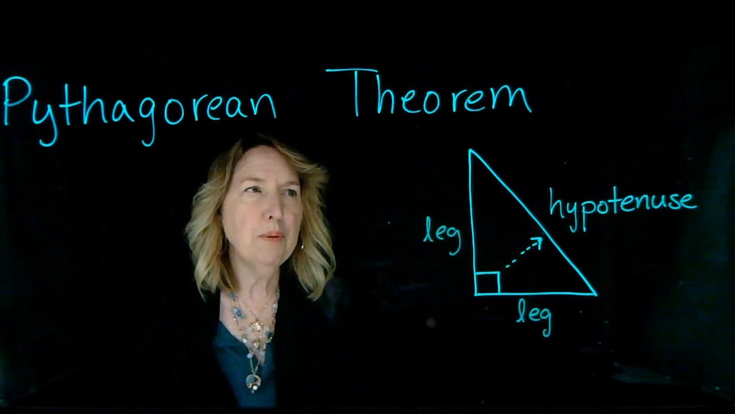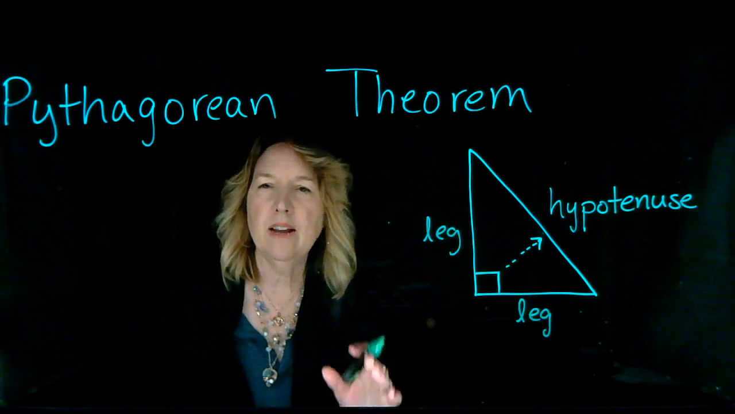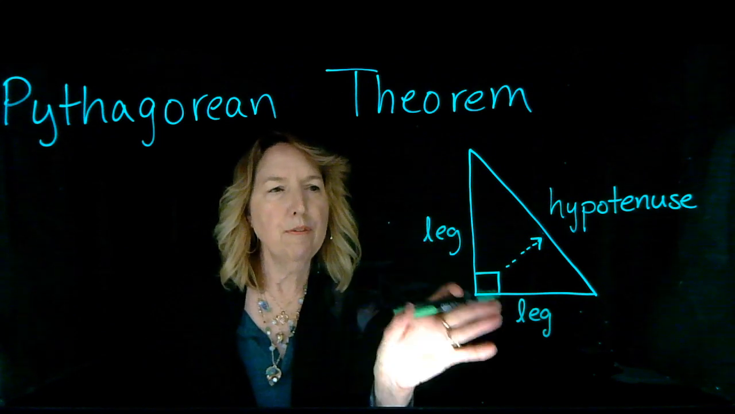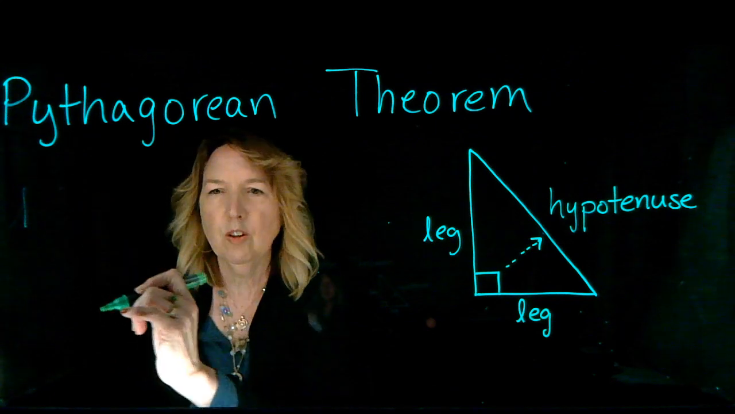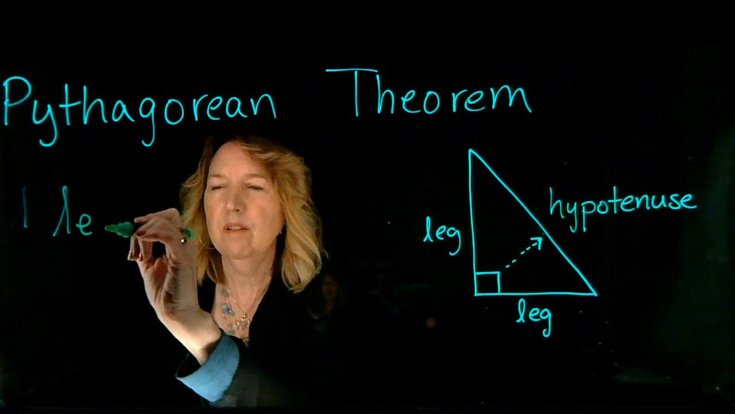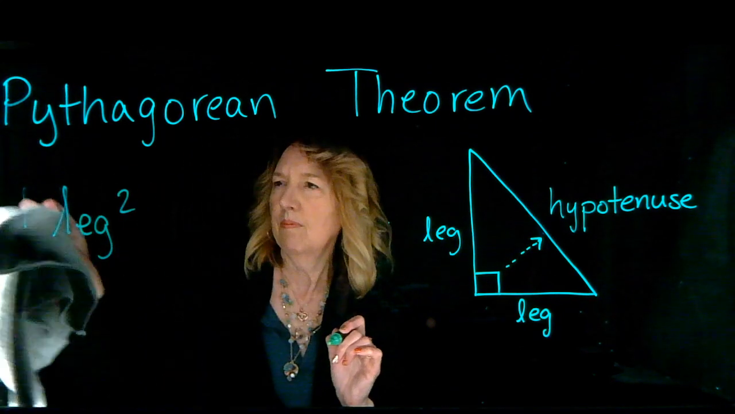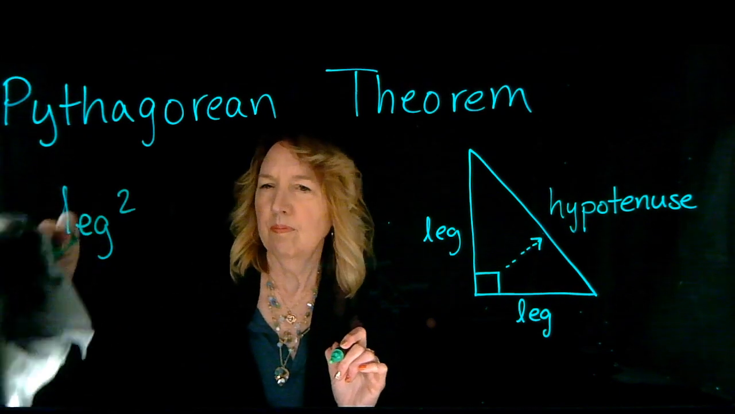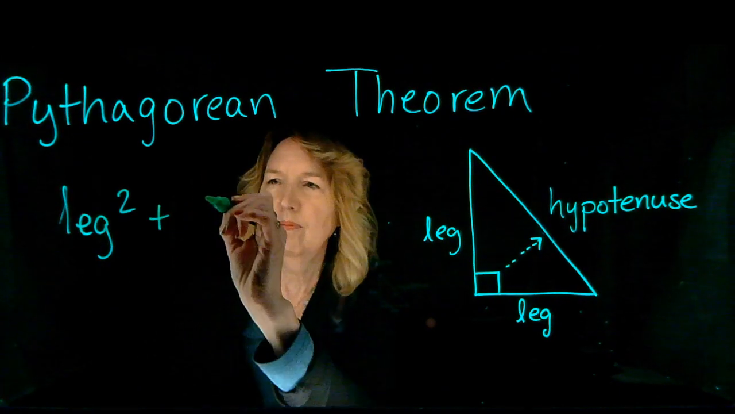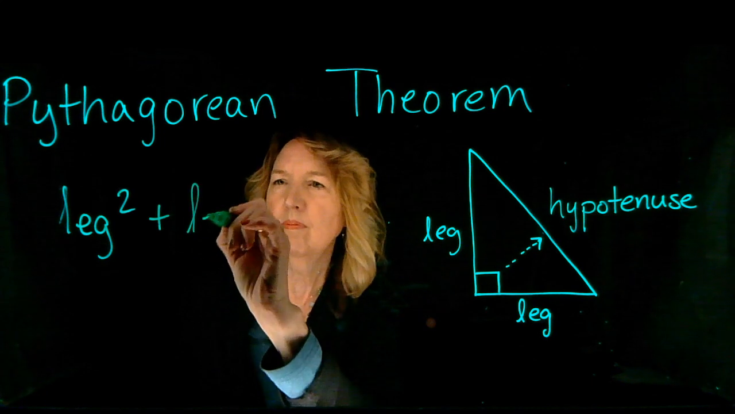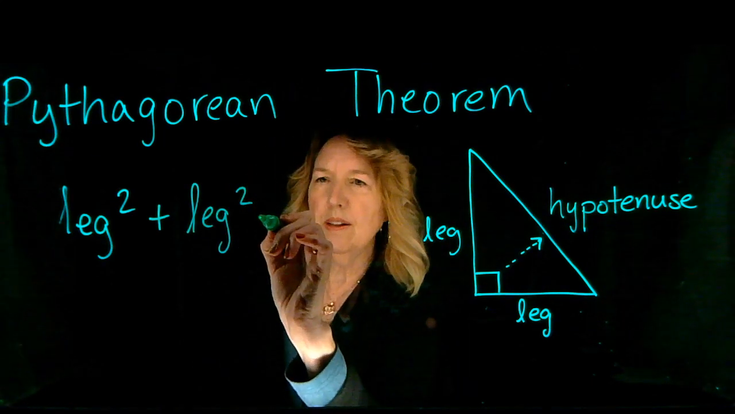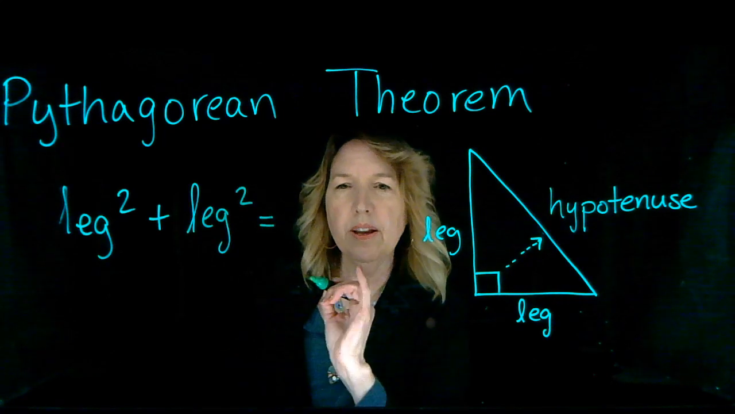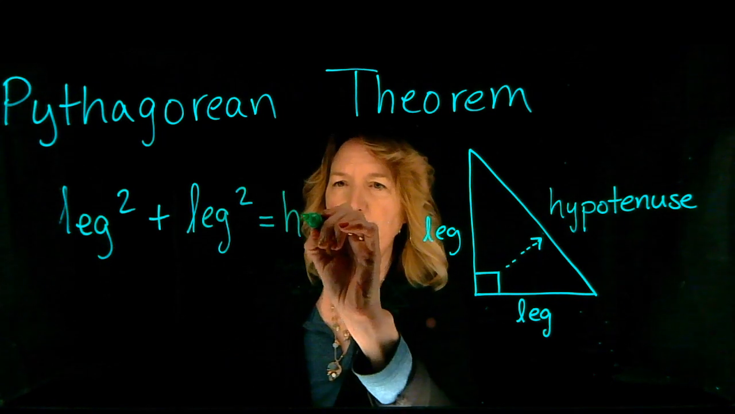And so the Pythagorean theorem states that the sum of the two legs, each one squared, oops, let's write that here. There we go. So there's the sum. Those two things equal the hypotenuse squared.